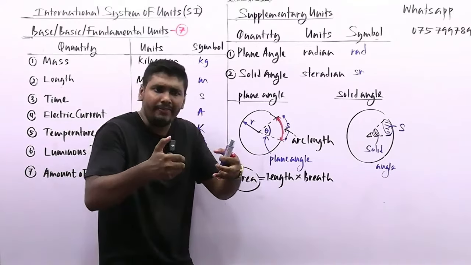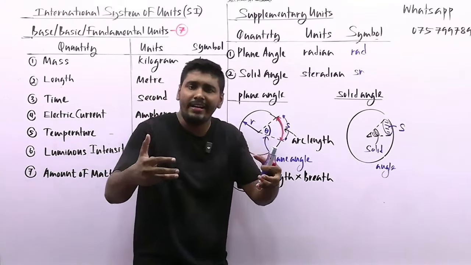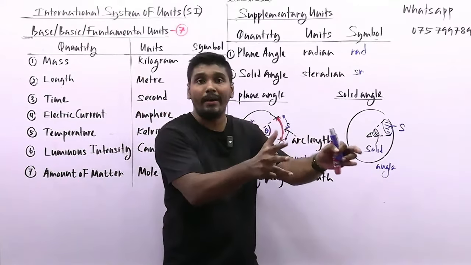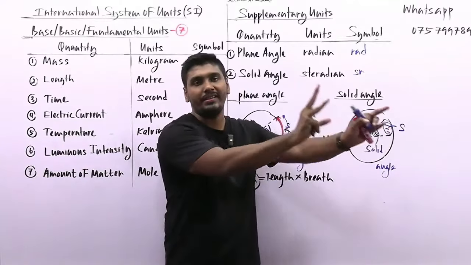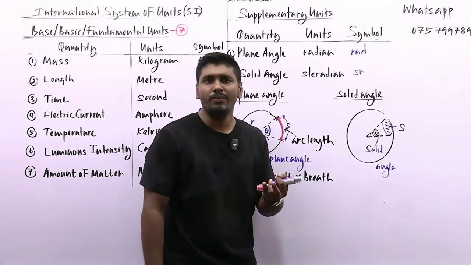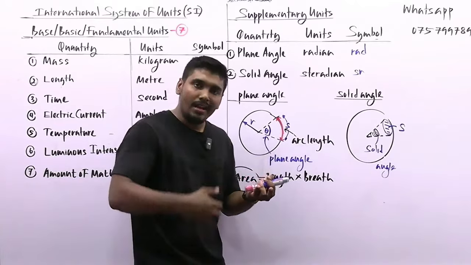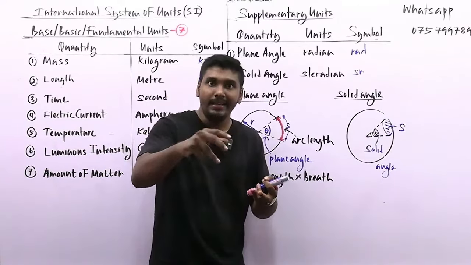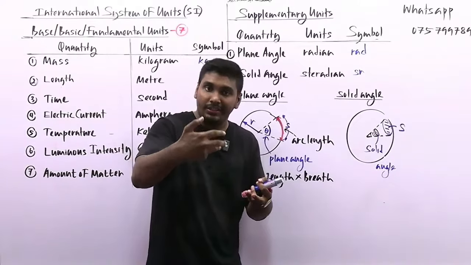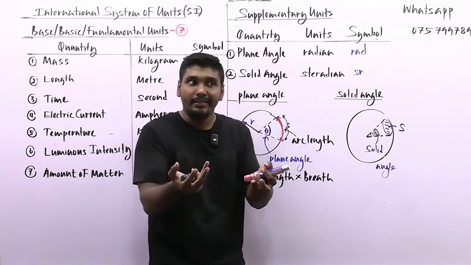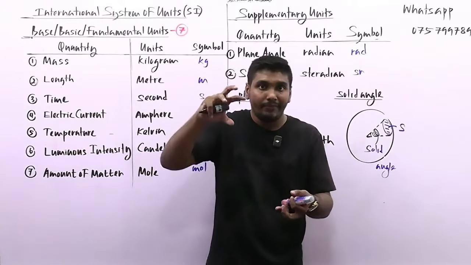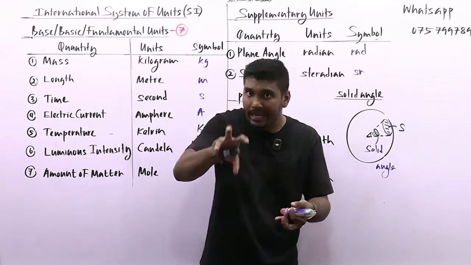If we can define physical quantities using the basic quantities, then they all come under derived quantities. The volume. Volume is what? Length into width into height. Length into width is also length, height is also length. Lengths are basic quantities. Therefore, volume is also a derived physical quantity.